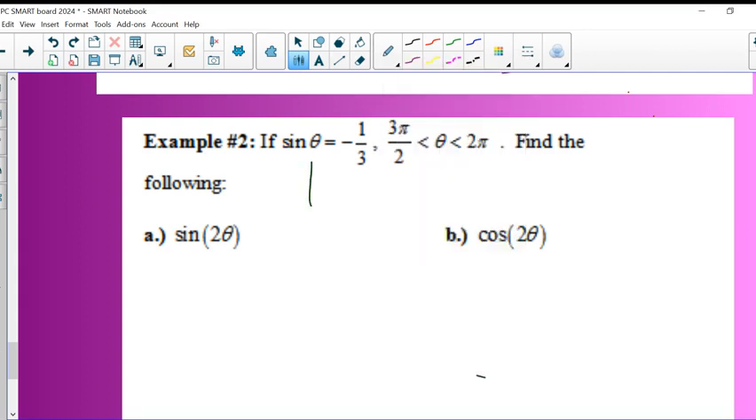Our givens are: theta, sine ratio is negative 1/3. It exists in quadrant 4. So here's my theta, and its ratio is negative 1 to 3. So the Pythagorean theorem reversed gives me root 8, or 2 root 2, positive for the adjacent.